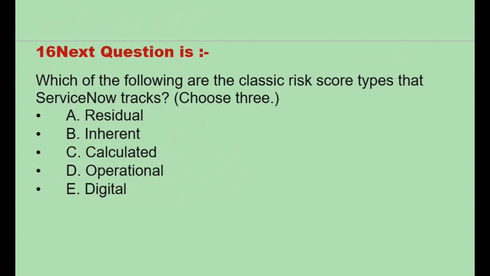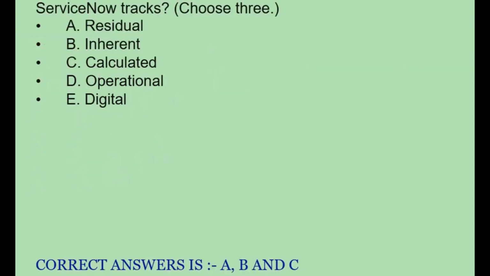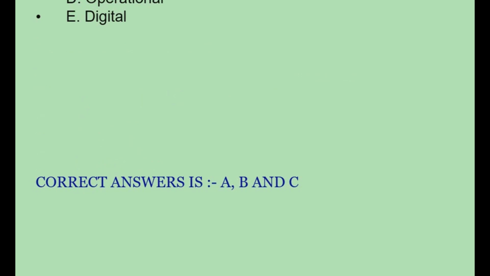Question is, which of the following are the classic risk score types that ServiceNow tracks? Choose three options. Option A, residual. Option B, inherent. Option C, calculated. Option D, operational. Option E, digital. Correct answer is option A, B and option C.